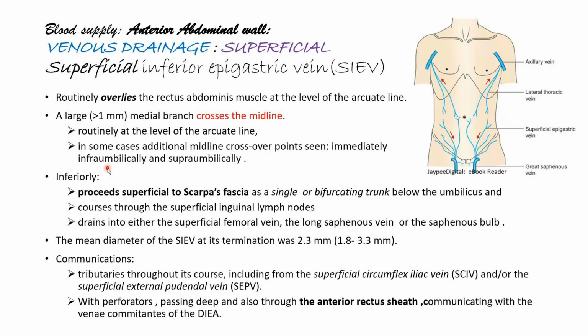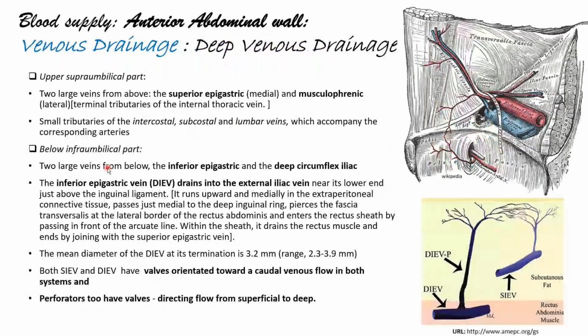But coming to the deep venous system, we look at this external iliac. See the external femoral, external iliac here, and this is the circumflex iliac coming and the inferior epigastric vessel. In the upper supraumbilical part, you have two large veins, the superior epigastric and musculophrenic, the terminal tributaries of the thoracic, and of course the intercostal, subcostal, and lumbar veins. Below, you have two large veins, the inferior epigastric and the deep circumflex iliac, the two important veins. You can see the two important veins coming out here, the circumflex iliac and the inferior epigastric, right?